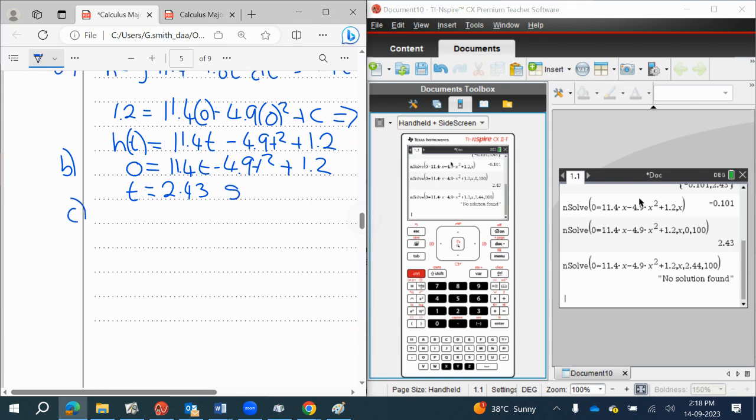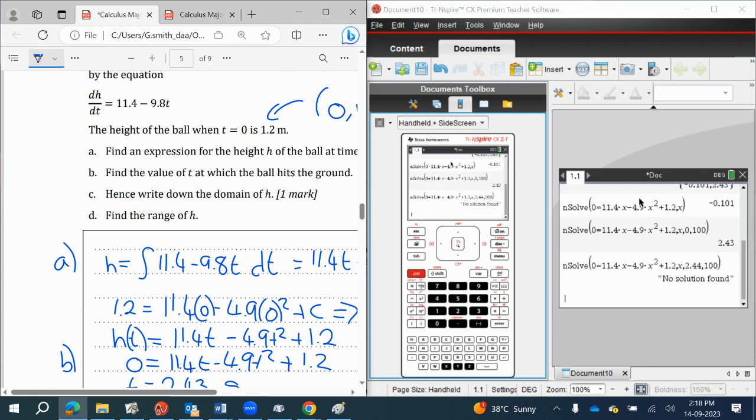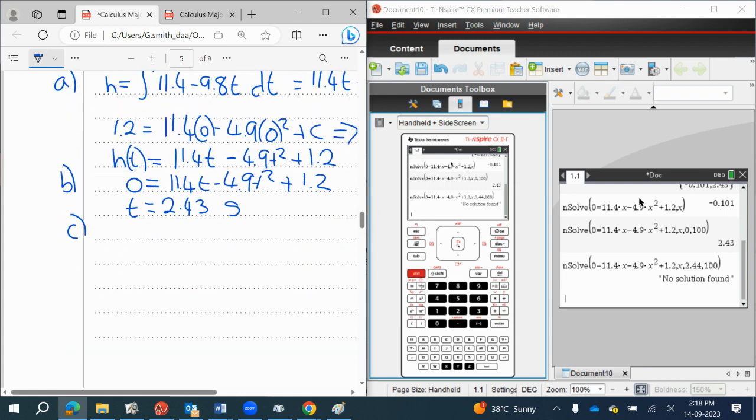C. In C, we wish to write down the domain of h. It's not sensible for a function of time to allow anything less than 0. 0 is allowed in time functions because this is its initial starting point. It even says in the question that it is at 1.2 at the starting point, so we'll include that. It can hit the ground, no problems, that's 2.43. After that, the model won't work because the model is a quadratic which keeps going down. When you hit the ground, it's going to come up again. So this model is no good beyond that point.